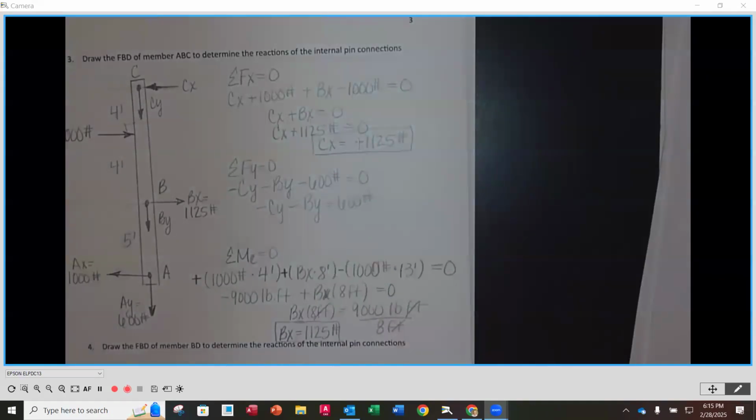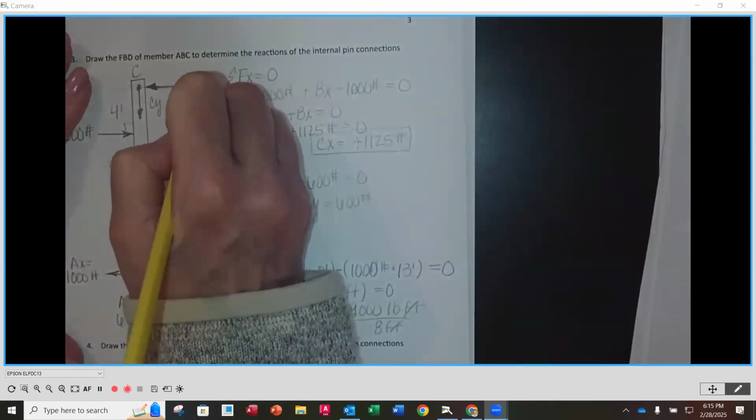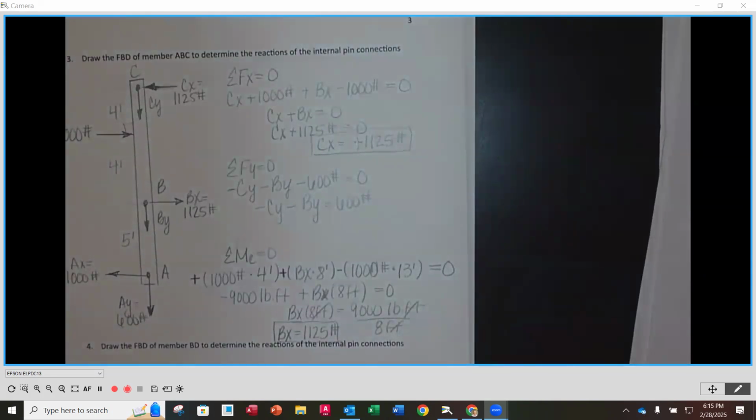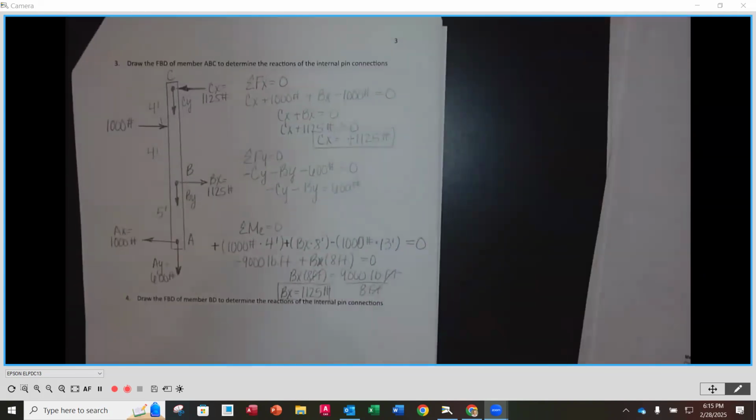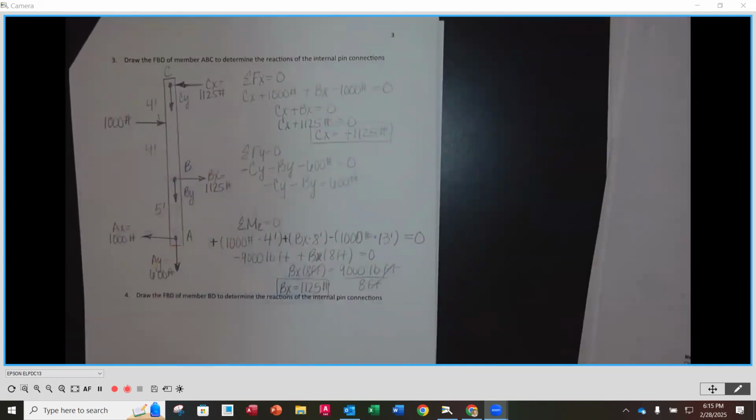We can't do the Y's yet though, right? Because they were in the same equation. So we're going to have to wait. If we have anything that is left on a member, that's okay. We'll come back to it, because there's a good chance on one of the next members we will be able to solve for it. So we're just going to leave our CY and our BY as is here, and we'll come back and fill this in.